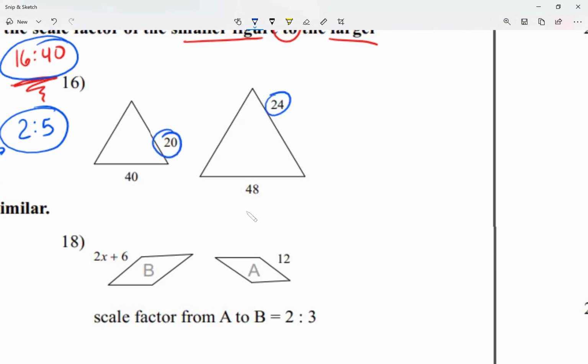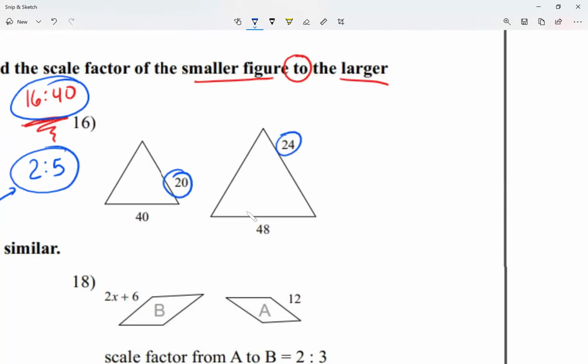And remember how here I said smaller figure to the larger number? So I mentioned the smaller figure first. So I'm going to write this as 20 colon 24. Again, we could write this as a fraction, but in this case, we're not going to write it as a fraction. We're going to write it as a colon. So 20 colon 24. And remember how I said that you must simplify your numbers?